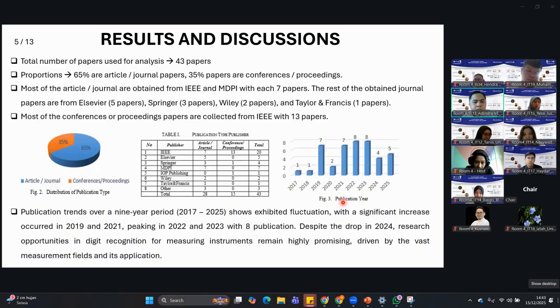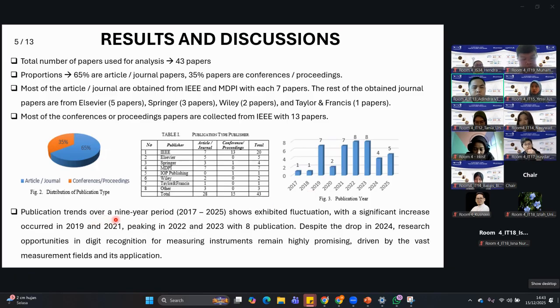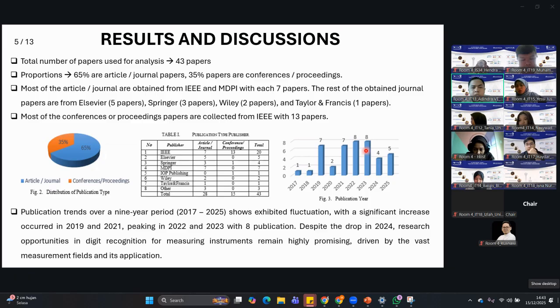And the publication trend shows fluctuation, with a significant increase between 2019 and 2021, and the peak in 2022 and 2023 with 8 publications. Despite the drop in 2024, the opportunities for research in this field remain highly promising, driven by the vast, diverse measurement fields and their applications.